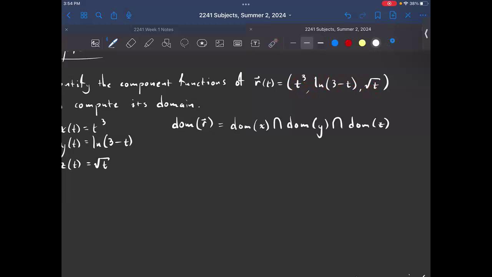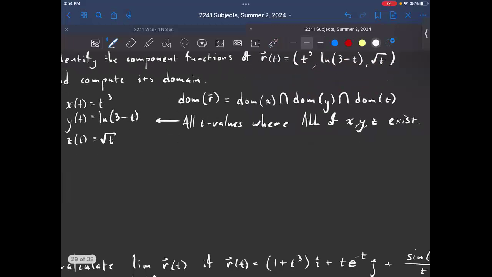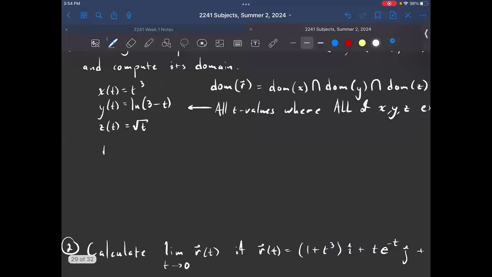So all t values where all of x, y, and z exist. Okay, and so we can go ahead and compute the domain of x. So that one is pretty straightforward. The domain of x is, well, it's a polynomial here, so its domain is all real numbers, which sometimes we write as negative infinity up to positive infinity.